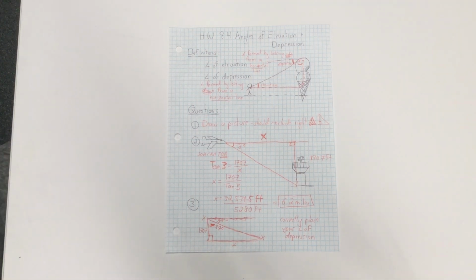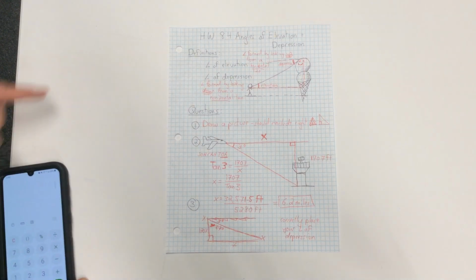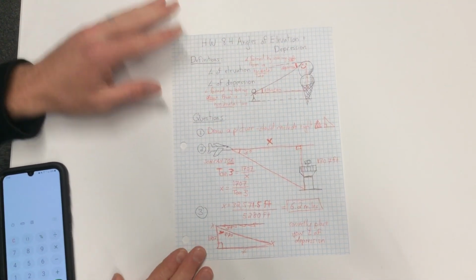Okay, good morning. Welcome to another wonderful day of right triangle trigonometry. We are on homework 8.4, angles of elevation and depression.